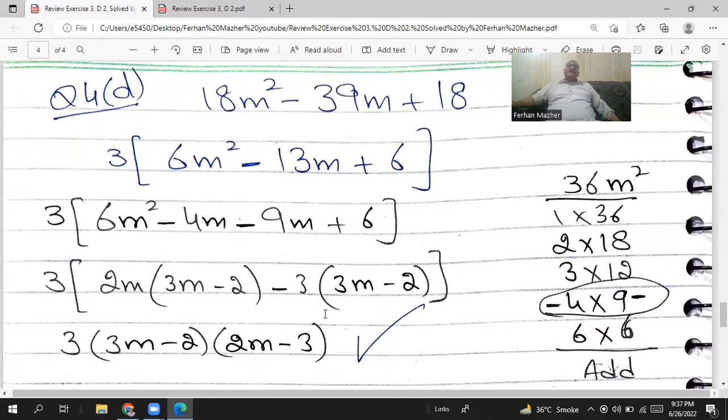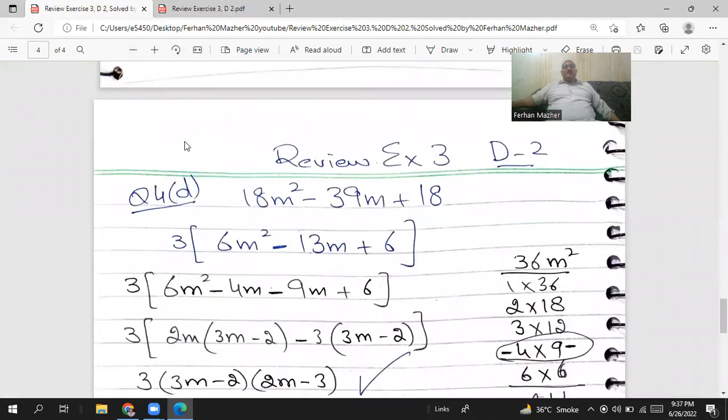From this term and from this term, 3m minus 2 is common. So from here, you will have 2m. From here, you will have minus 3. So this is our final answer: 3 bracket 3m minus 2 bracket close, bracket start 2m minus 3. So my dear students, this is how you will do this question.